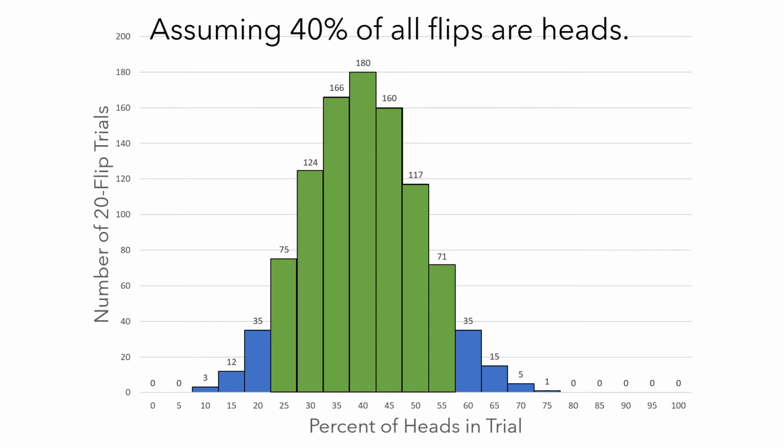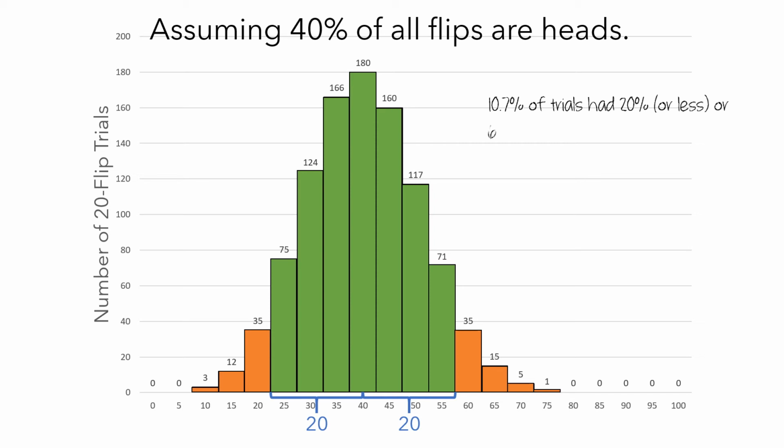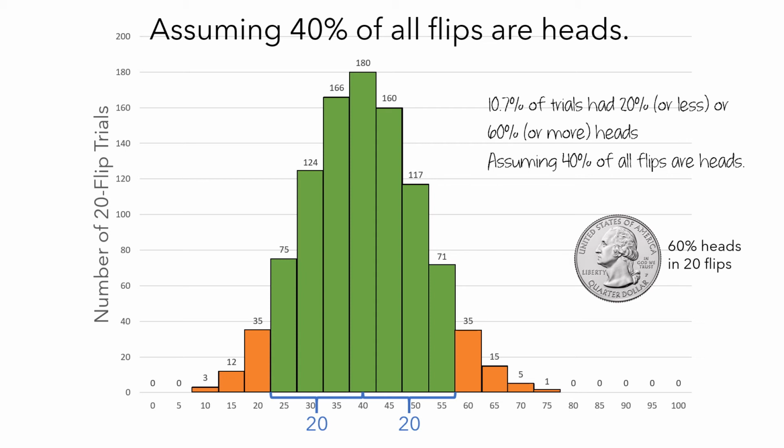Now, let's think about the outcomes that we haven't yet included. Our hypothesized parameter value was 40%, and the observed statistic was 60%. This is a difference of 20 percentage points. So we're also looking at the outcomes that are 20 percentage points below the hypothesized parameter value. And in this range, only 10.7% of the trials had 20% or less, or 60% or more heads, assuming that 40% of all flips are heads. Now, our coin landed on heads on 60% of its 20 flips. So, this 10.7% is the probability of getting our observed statistic, or one further from the hypothesized parameter, assuming that 40% of all flips are heads.